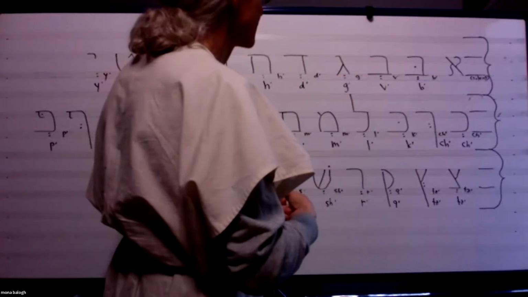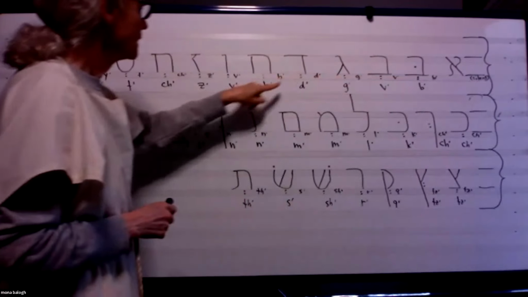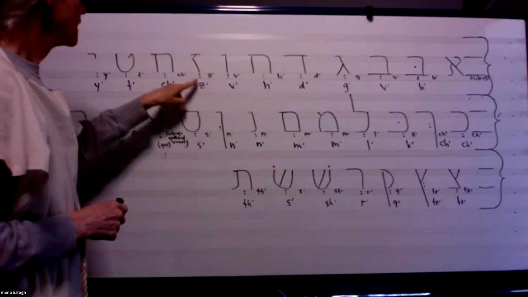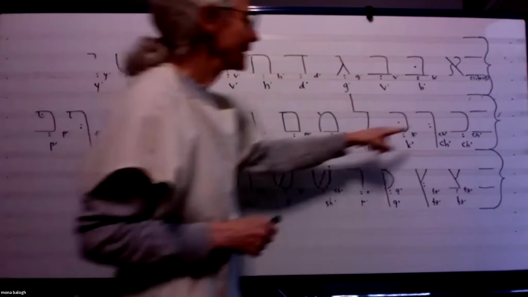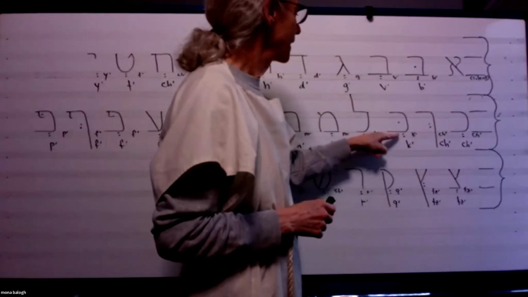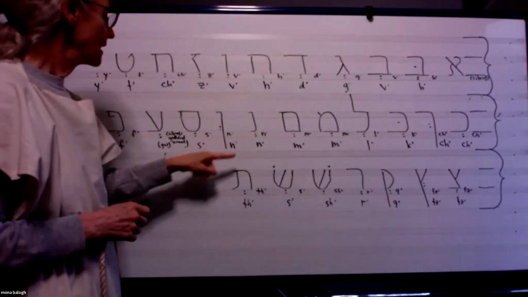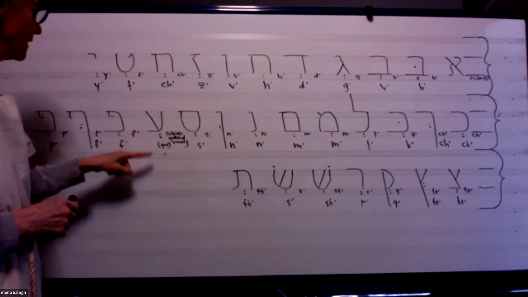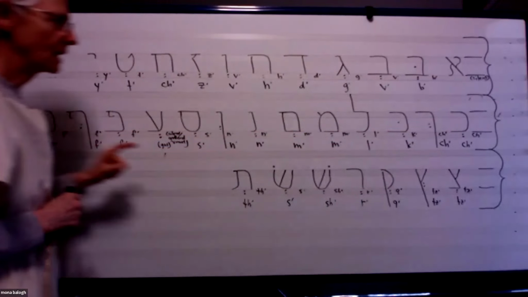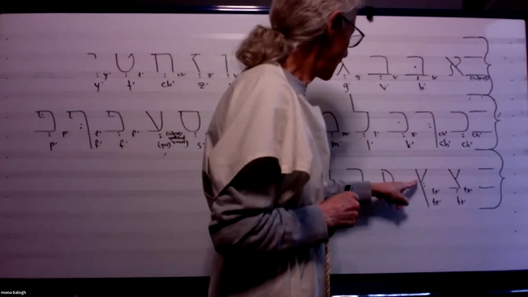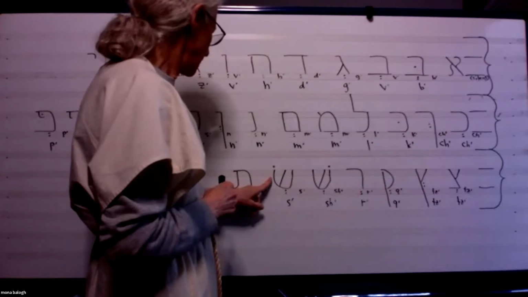So let's just pronounce this. B, v, g, d, h, v, z, ch, t, y, ch, ch, k, l, m, n, s, f, f, h, s, k, r, sh, s, t.